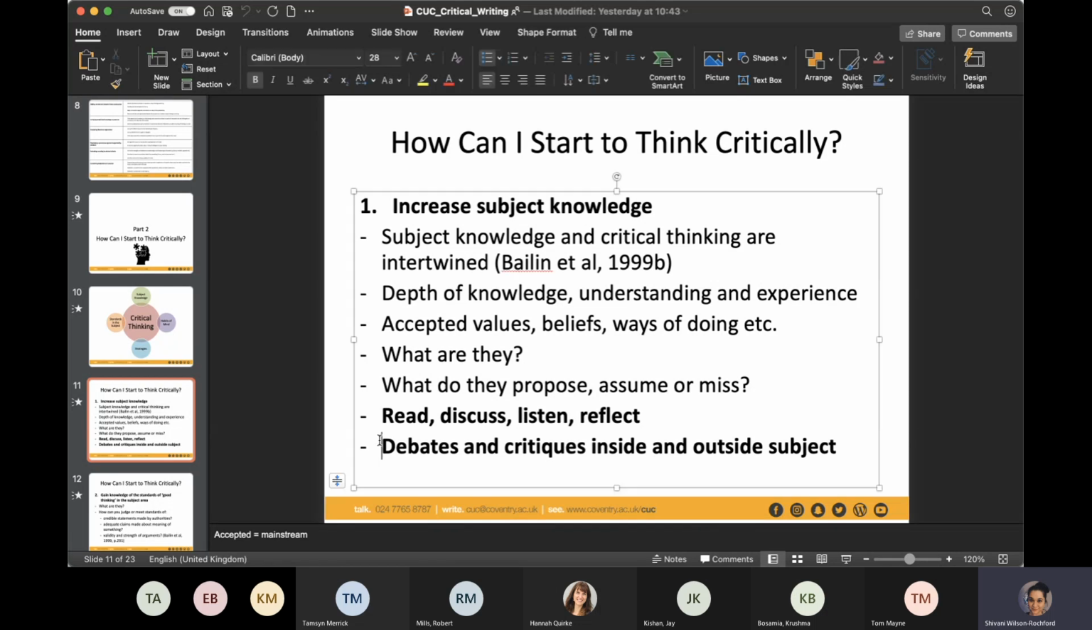And this comes down to looking at debates and critiques inside and outside of the subject. So if you are looking at appraising something or critically evaluating something, have a look at the debates and critiques that surround that particular topic. And this will come through research articles. You'll find people disagreeing with one another in some way, shape or form. And that's what you want to put across in your writing if you're looking at it from this end.